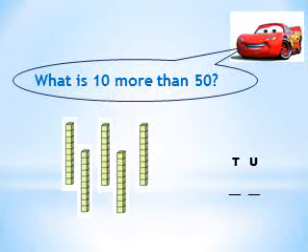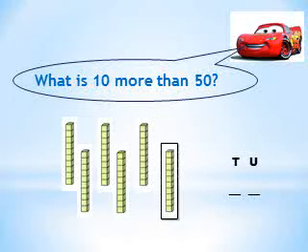Now I want 10 more. So I will add 1 bar of 10. What is my new number now? Put your dashes, the names of the rooms, and then we'll start with the tens. 1, 2, 3, 4, 5, 6. So I have 6 in the tens room. Do I have any units? No, so I will put 0 in the units room. So what is 10 more than 50?